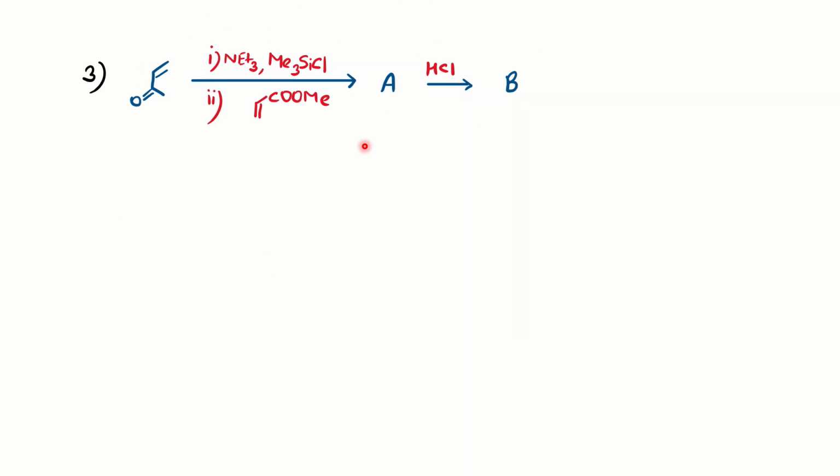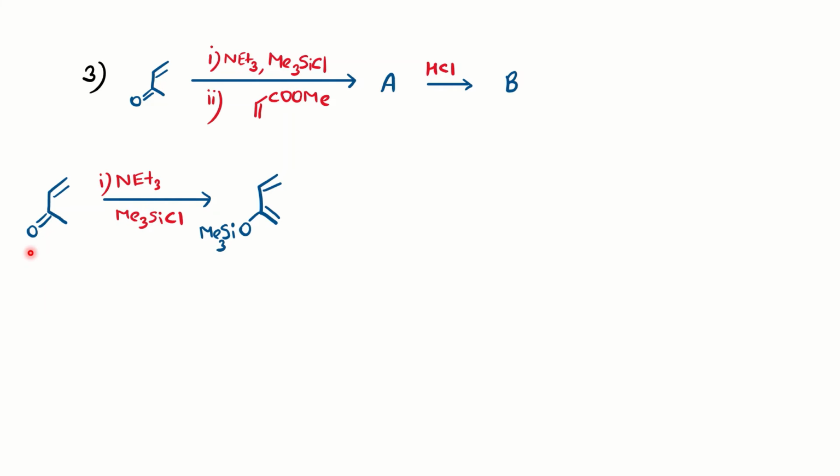If they give you this kind of problem and you have to identify A and B, so let's see how and why we are discussing this here. So alpha beta unsaturated carbonyl compound is given in the presence of base and trimethylsilyl chloride. So we know the role of base. It will abstract a proton from the less hindered side here, which is going to stabilize with oxygen. Oxygen bears a negative charge, which will take this Me3Si.